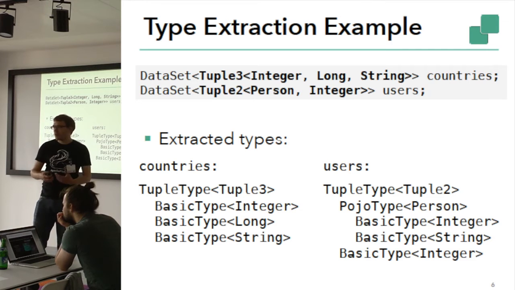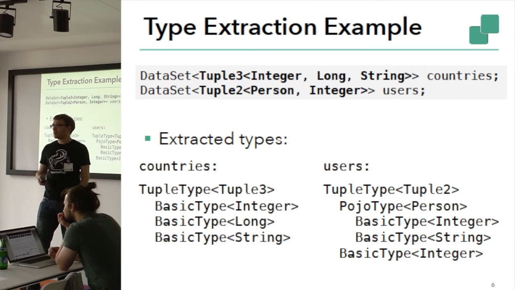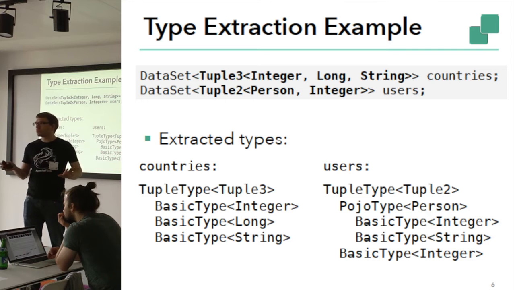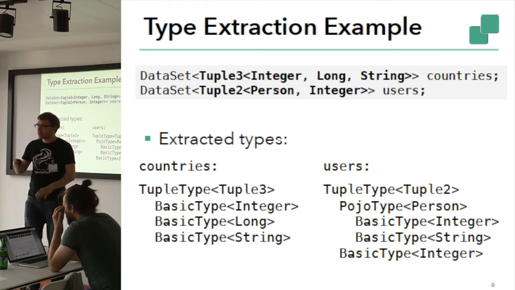A type information can be used to create a serializer for this type or a comparator for this type. So this is a completely internal structure. So you won't face it, but internally it's good to know what's happening under the hood.